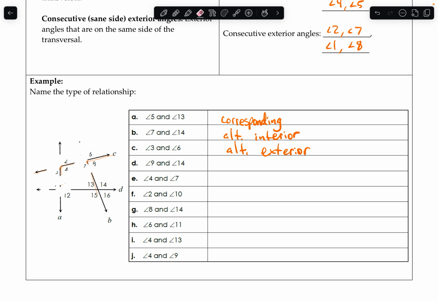Moving on, we're going to move a little bit faster so we can wrap this up and y'all can get started on your homework. So I'm looking at 9 and 14. Both of those are outside of A and B, so still looking at A and B as being lines here. And then my transversal here, both of them on the same side of the transversal. So same side, outside, I'm thinking consecutive exterior.